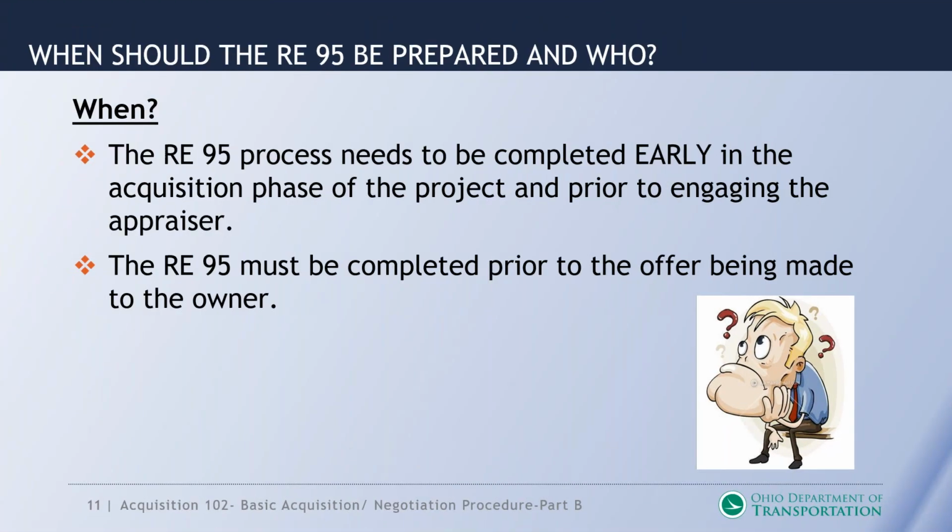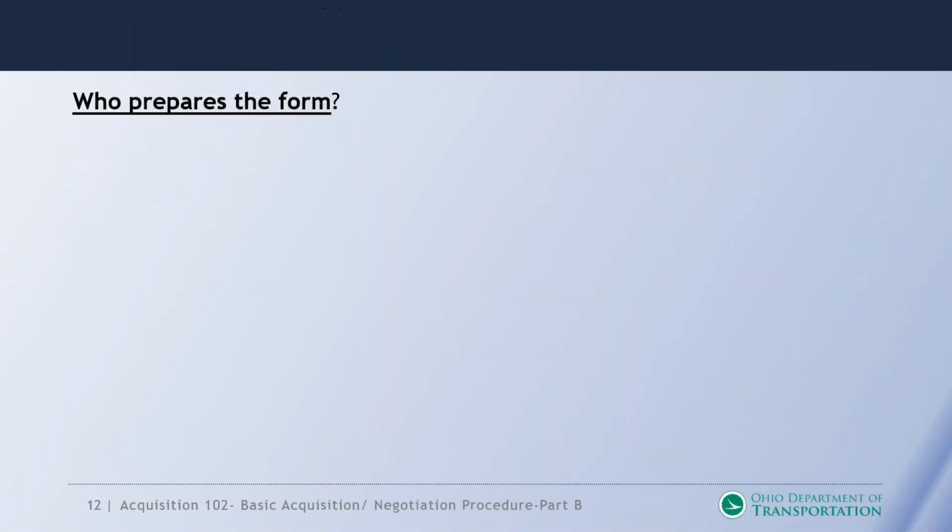So if you're making the offer prior to the Re95 being completed, you just risk having to make the offer again. If there was a tenant-owned improvement there where something was described as personal property and it should have been real property, we don't want to have to go back and revise our offer. That's why we recommend that the Re95 be prepared very early in the process prior to the offer being made.